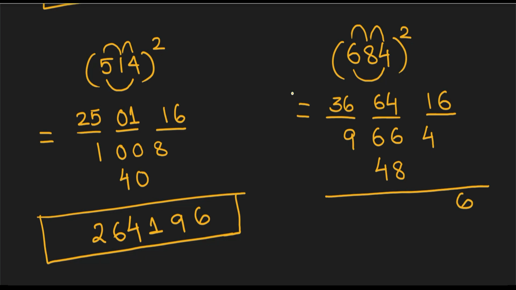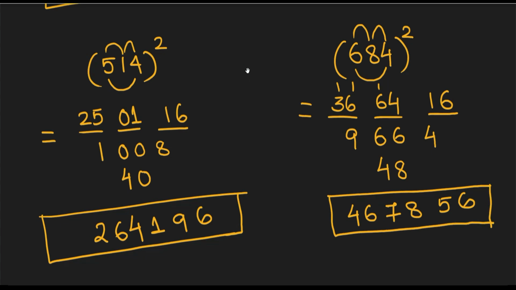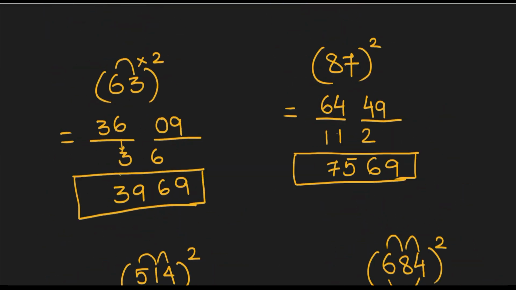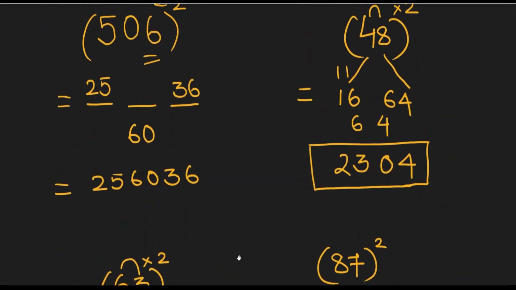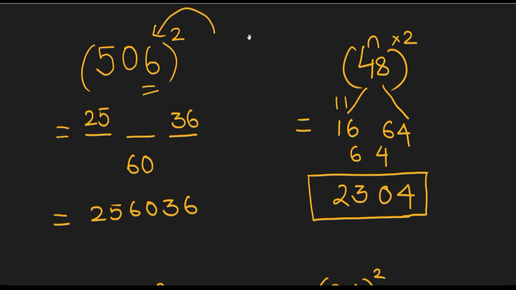This is 6. 4 plus 1 is 5, 6 plus 4 10, plus 8 18, 1 will carry forward, 6 plus 1 7, 7 plus 6 13, plus 4 17, this is 7, 1 will carry forward, 6 plus 1 7, 7 plus 9 16, here we need to write 6 and 1 will be carry forward, 3 plus 1 is 4. Hence the square of 684 is 467,856. Now coming back to our first question, where the question was to find the square of 506.